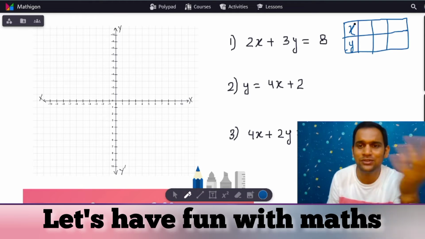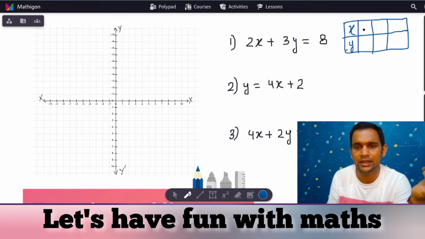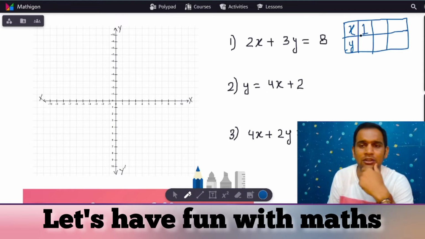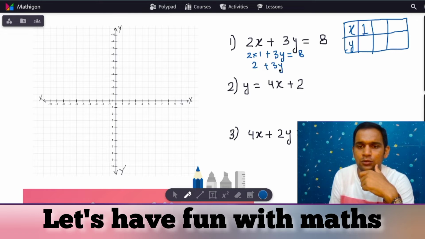So let's take the value of x as 1. If I take the value of x as 1, it becomes 2 times 1 plus 3y equals 8. So 2 times 1 is 2, plus 3y equals 8.